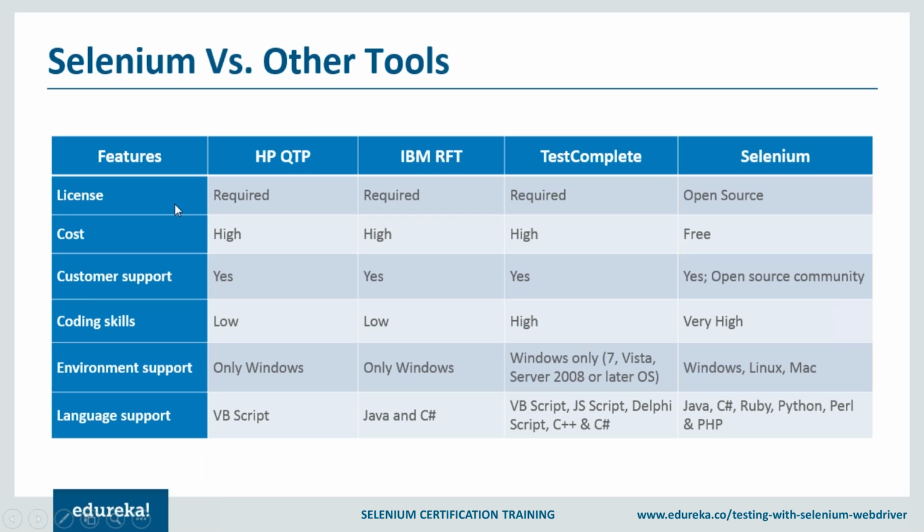So first and foremost, if you want to use the tool, you got to have a license, right? You should be able to download it and use it. With QTP, RFT, and Test Complete, you need a license. You have to pay for that license. You cannot use it for free. Maybe companies can afford to use this, but individual developers, aspiring programmers, they cannot use it. So if you are an individual who is learning Selenium, you can do it because Selenium is open source. But if you're learning other tools, then you wouldn't be able to do that.